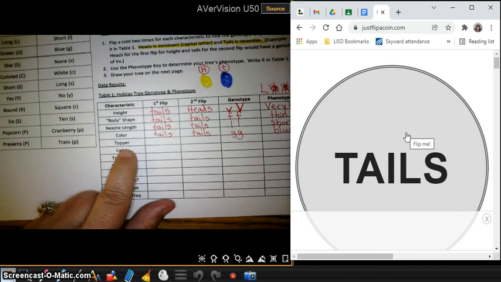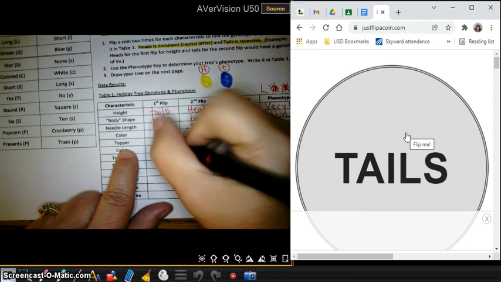The topper on the tree, we're going to flip and it's going to be tails.